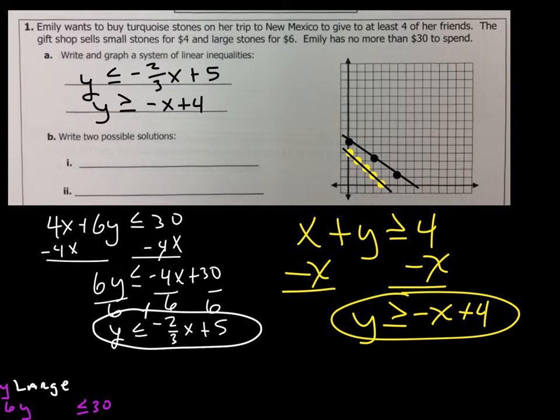Now we're going to concentrate on shading. If you look at this first one, it says y is less than, so on this one I'm going to shade below. That's this part right here. Now on this other one, y is greater than, so I'm going to shade above. And you notice that the overlapping area is this middle part right here. Any point in that is a solution.